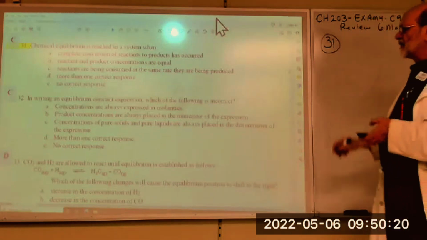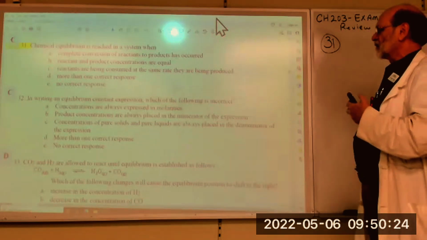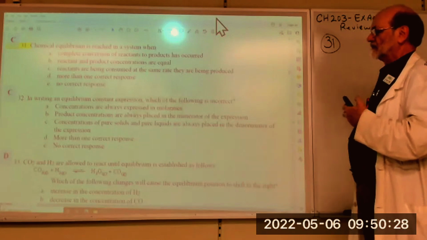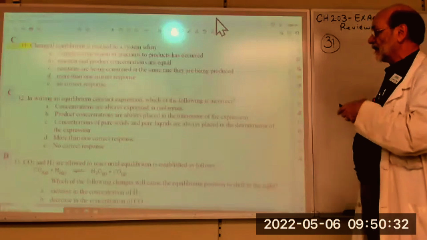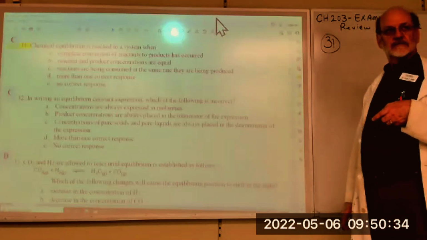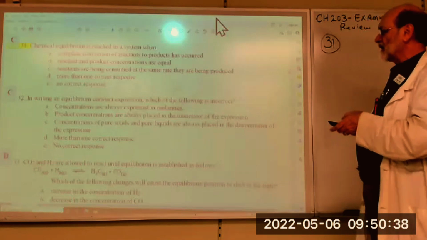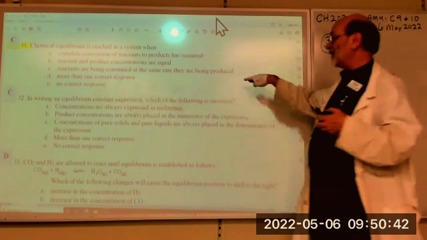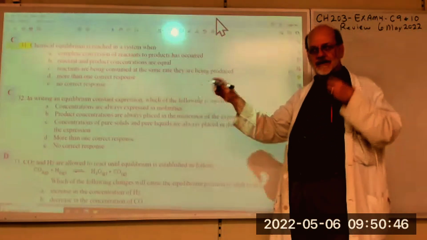Chemical equilibrium is reached in a system when? Let's see, complete conversion of reactants to products has occurred? No. Doesn't have to happen that way. Reactant and product concentrations are equal? No, not necessarily. Reactants are being consumed at the same rate as they're being produced? Yeah, that talks about reaction rates. The forward reaction rate equals the reverse reaction rate. Then you have equilibrium.